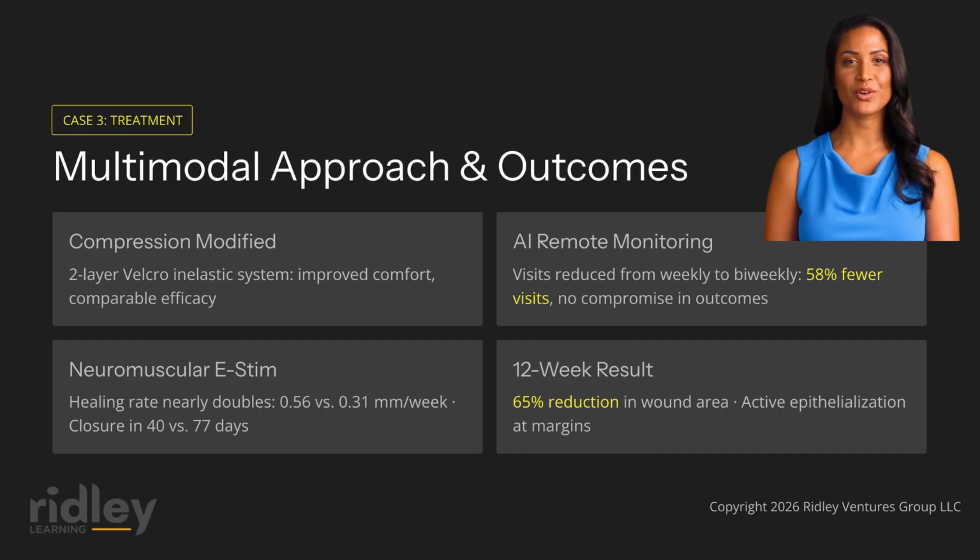The occupational therapist addresses barriers to compression adherence, including difficulty with application technique due to the patient's body habitus, by providing instruction in self-application of the Velcro compression system and recommending adaptive tools for independent donning and doffing. At 12 weeks following endovenous ablation and the multimodal treatment approach, the wound demonstrates a 65% reduction in area with predominant granulation tissue at the wound base and active epithelialization at the wound margins.